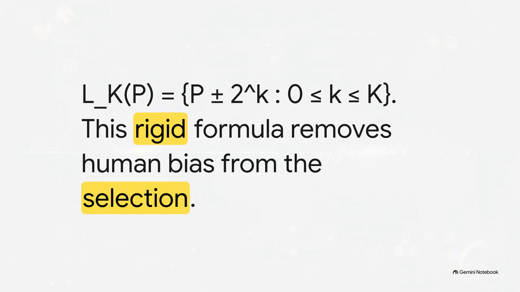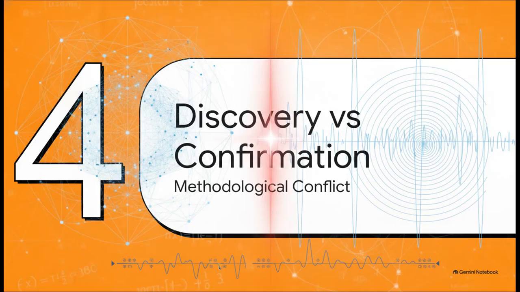If our pivot is the year 2000 and our limit K is 5, our lattice automatically generates the years 1999, 2001, 1998, 2002, and so on, all the way out to 1968 and 2032. The math decides where to look. We don't. Now for Section 4, discovery versus confirmation.